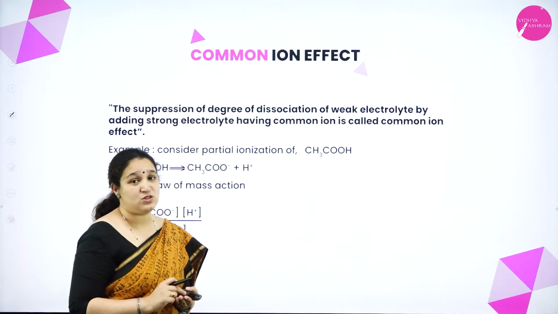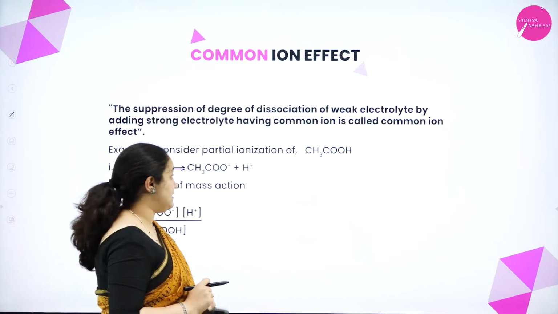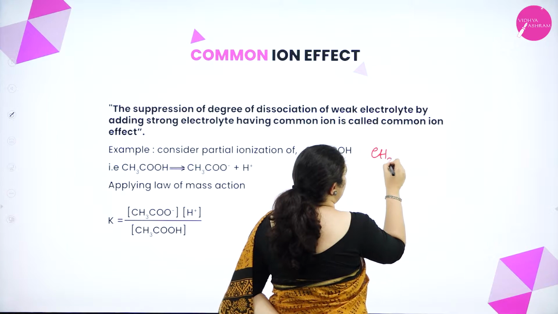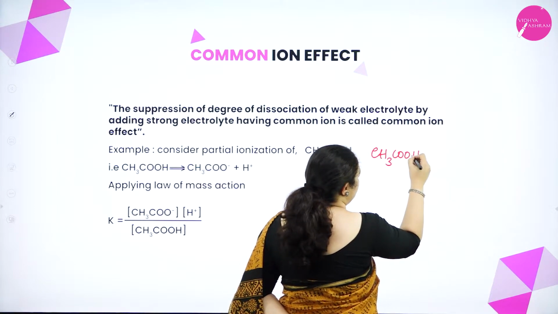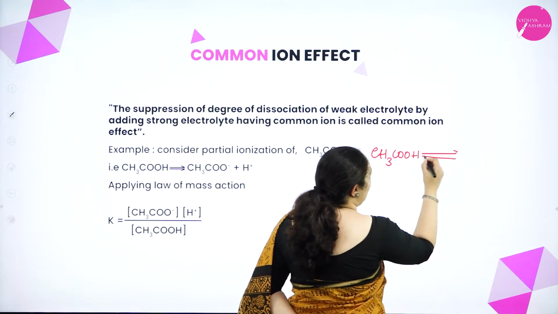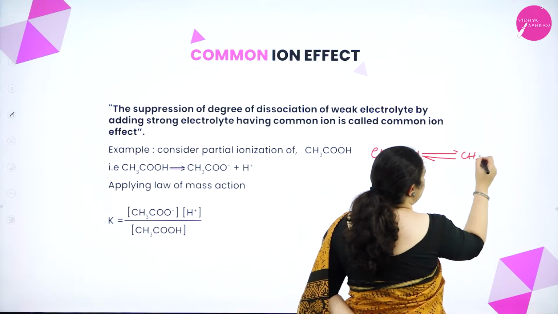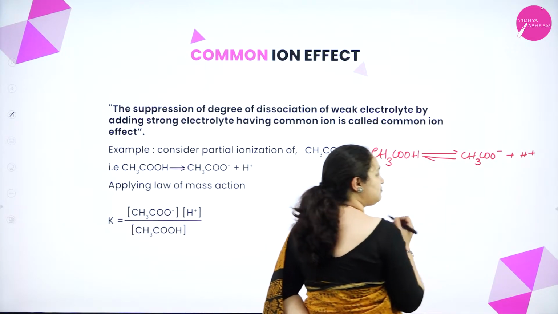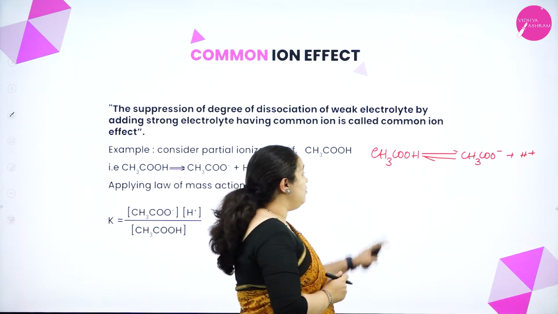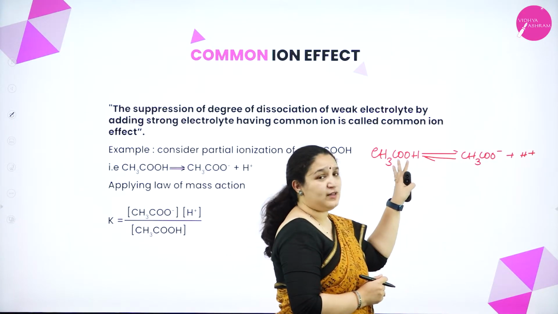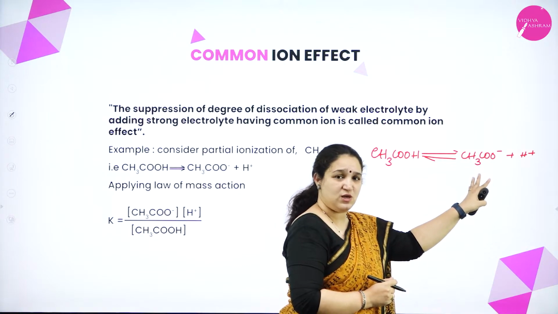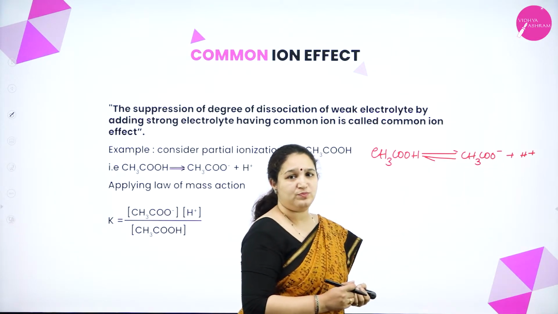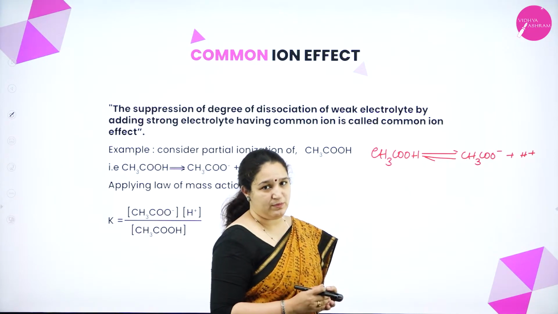If you have not understood, I shall explain with an example. For example, I have acetic acid, that is CH3COOH. It's a weak electrolyte which is giving CH3COO minus and H plus ion. Correct? So, first CH3COOH molecules will dissociate to give CH3COO minus and H plus. Again, these two will react back to give the molecule. So, now the system is at equilibrium.